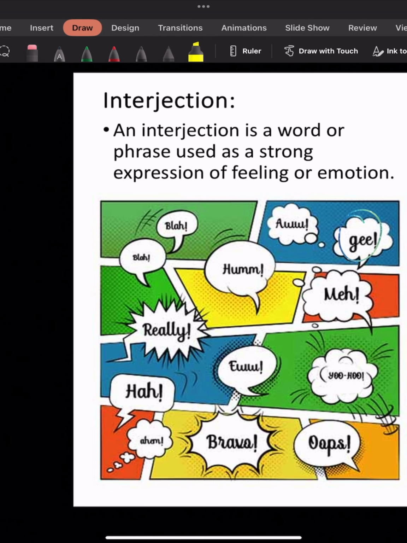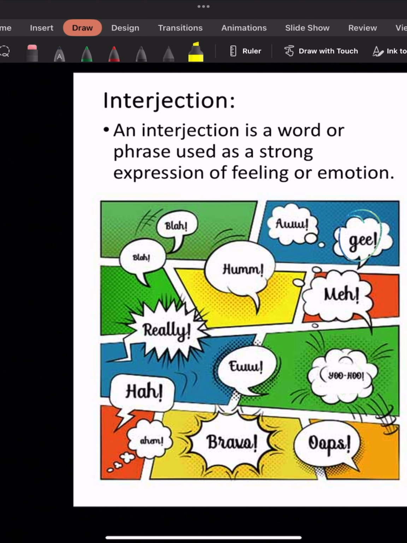Let's move forward here. We're going to go ahead and read the interjection definition before we play the song. An interjection is a word or phrase used as a strong expression of feeling or emotion. And you can see some of the interjections listed on the screen here. Let's listen to our song.